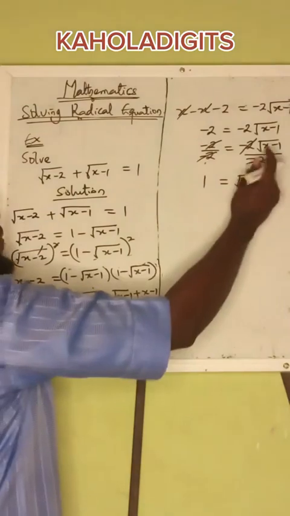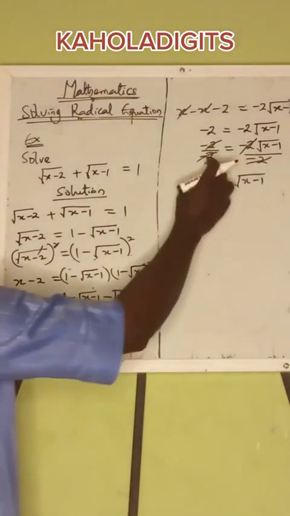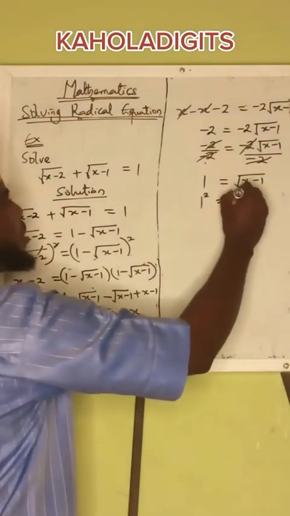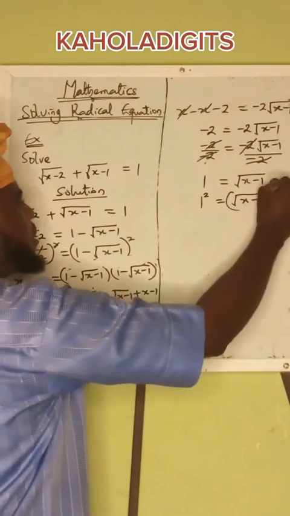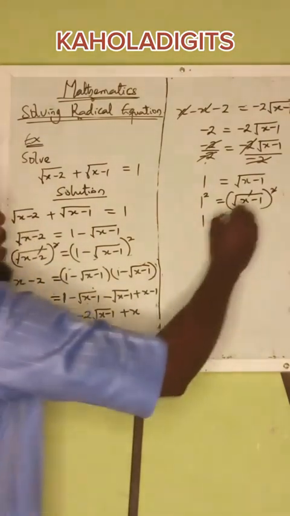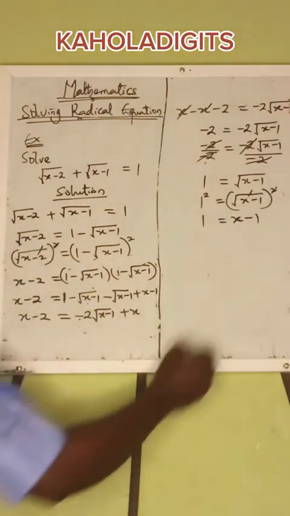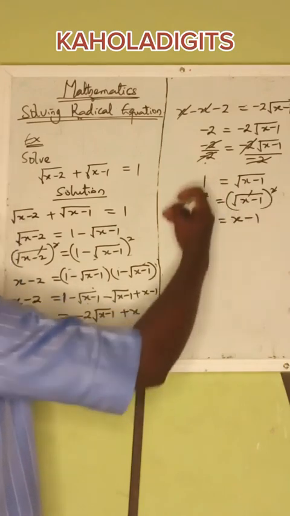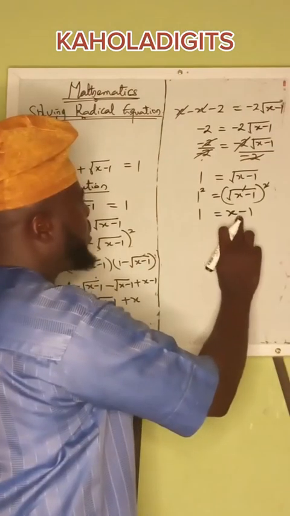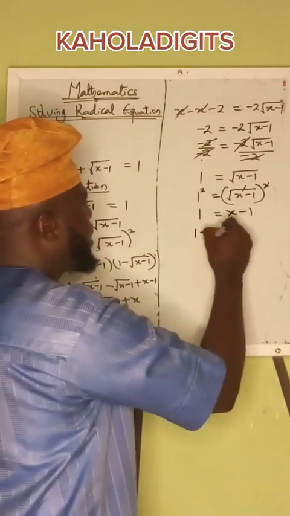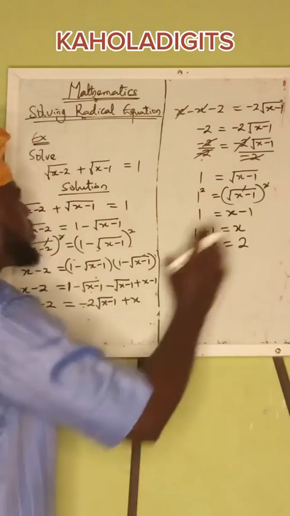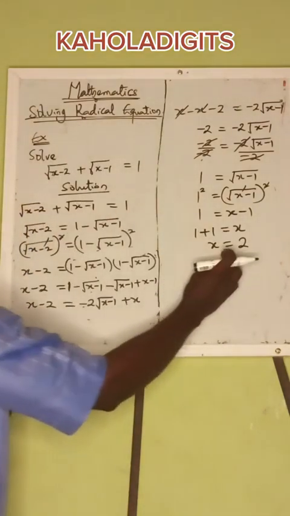At this stage, we can now remove the square root by taking the square of both sides of this equation. That will be 1 squared equal to root of x minus 1 squared. So 1 squared is 1. Square is going to cancel the square root. We are going to be left with x minus 1. You can now take this minus 1 to the left hand side of the equation. That will be plus 1. So we have 1 plus 1 equal to x. Then 1 plus 1 will now give us 2. X now equal to 2. Now the solution to this radical equation is x equal to 2.